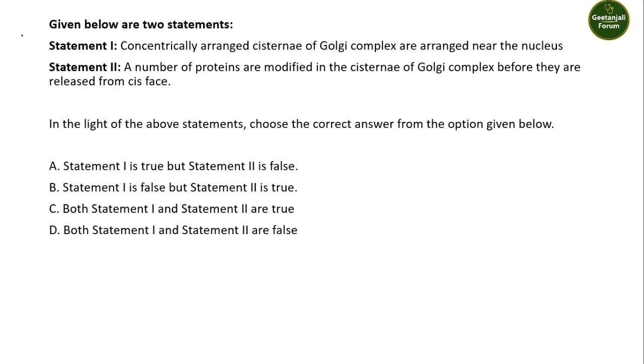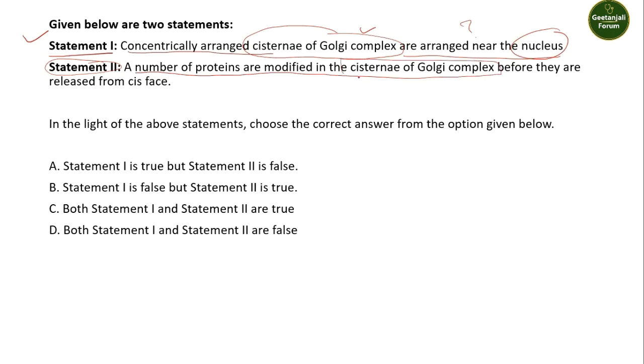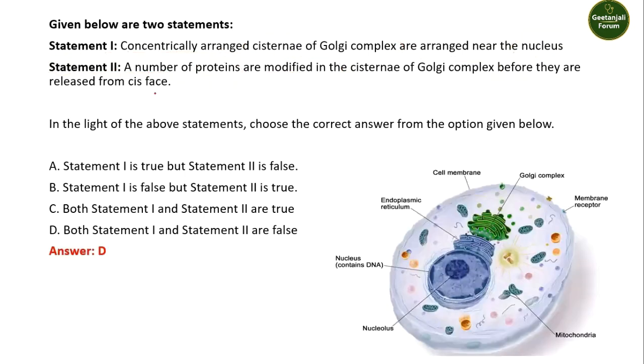This is the next question. In this question, 2 statements have been given. Statement 1 is, concentrically arranged cisternae of Golgi complex are arranged near the nucleus. So in this question, it has been asked whether the cisternae of Golgi complex are located near the nucleus. Now statement 2 is, a number of proteins are modified in the cisternae of Golgi complex before they are released from the cis phase. Now read it carefully. From the cis phase of the Golgi complex, these proteins are released.